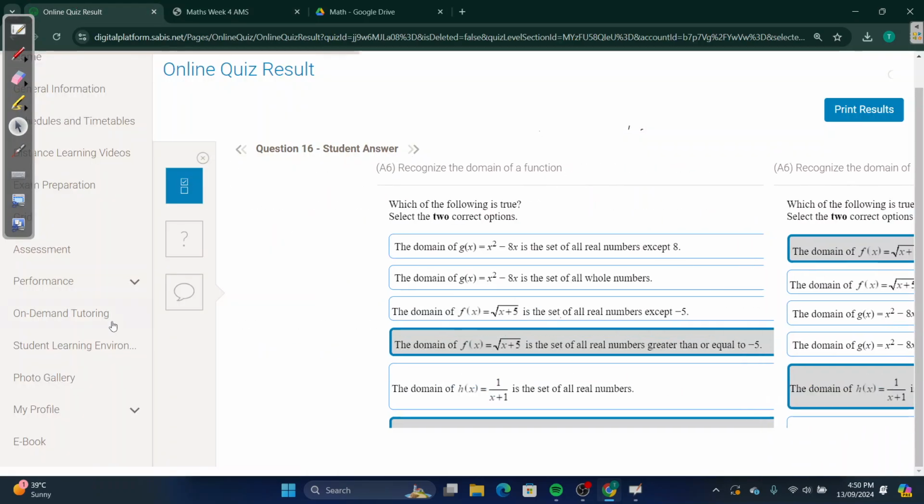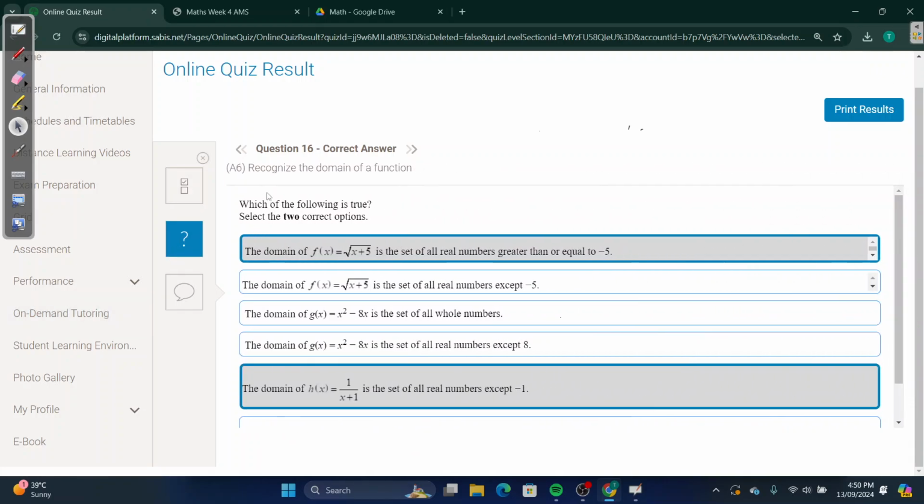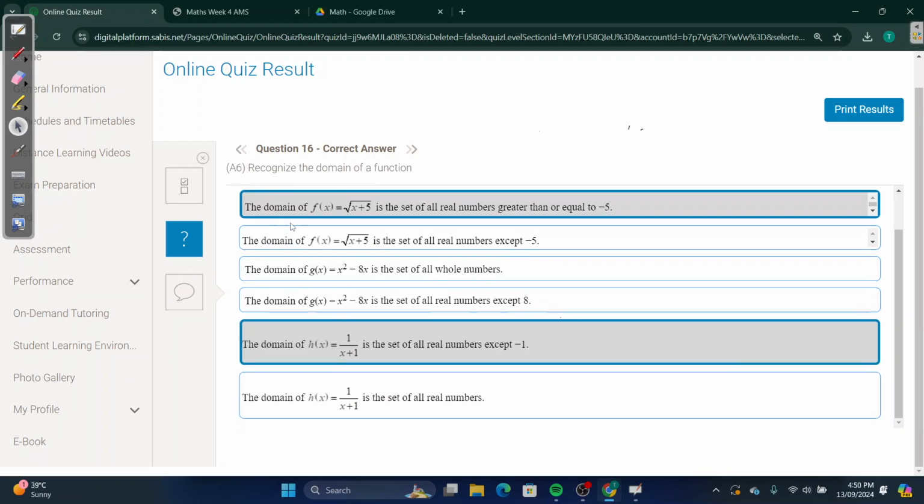Okay, question 16. Which of the following is true? Select the two correct options. Okay. The domain of f of x equals the root of x plus 5 is the set of all real numbers greater than or equal to 5. This is correct because if you put, let's just say, -7, you're gonna get -7 plus 5, which will be root of -2. Root of -2 is undefined because you can't have negative values inside the root. So same with anything else.